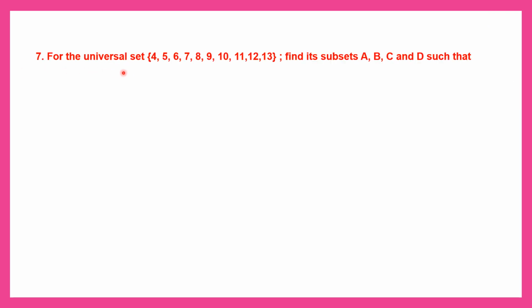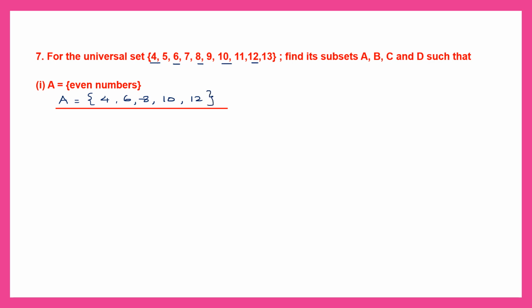Question 7. For the universal set with all these elements, remember a universal set is a set which contains elements of all the given sets. So from this we have to find the subsets A, B, C and D such that A is equal to even numbers. So we're going to pick out all the even numbers from the universal set. What are the even numbers here? 4, 6, 8, 10 and 12. So A will be 4, 6, 8, 10 and 12.